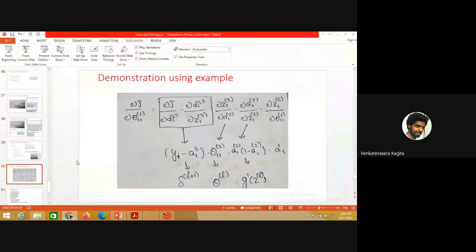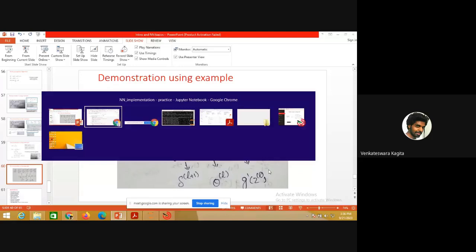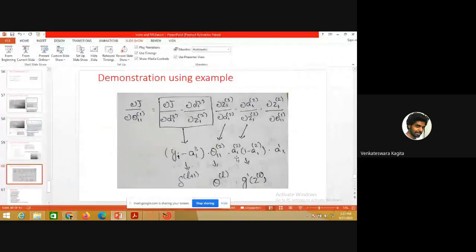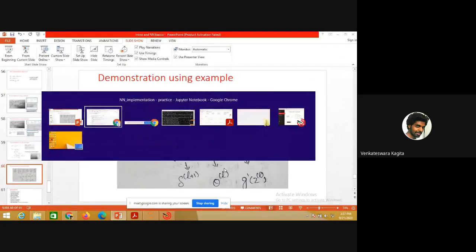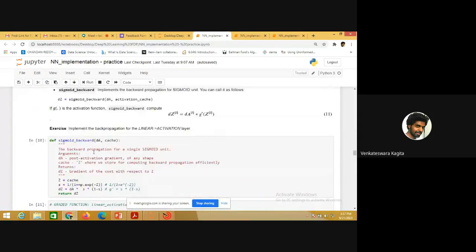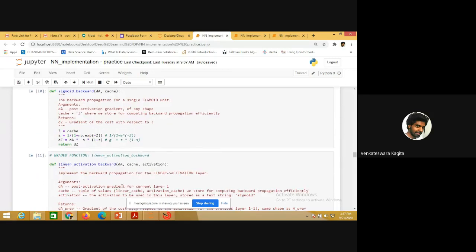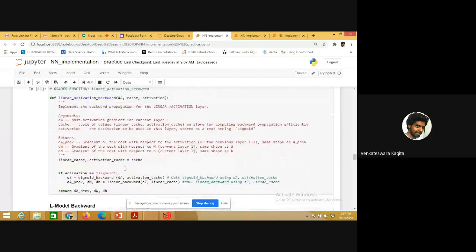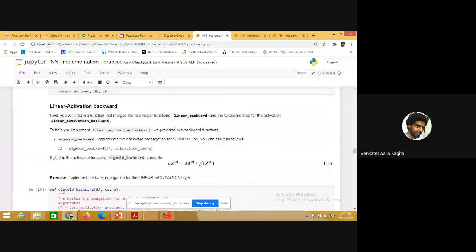If you see this extra term, it changes based on the activation function. That is why it is given separately. So this is multiplied: dz equals dA times s times 1 minus s, where s is 1 by 1 plus e to the power minus x. So you have sigmoid backward, and you have linear backward.